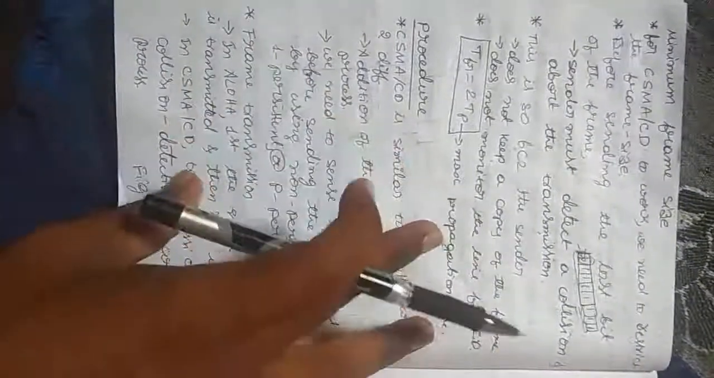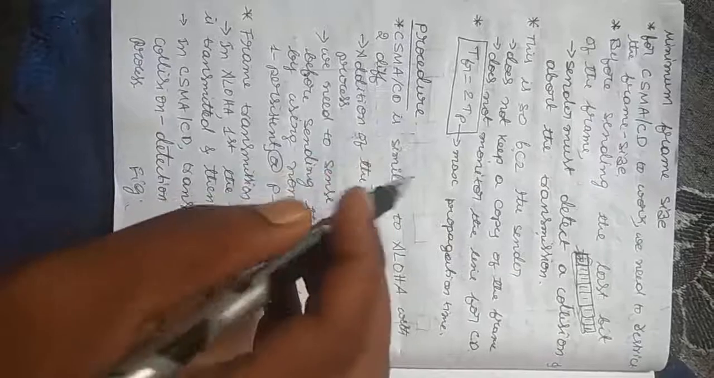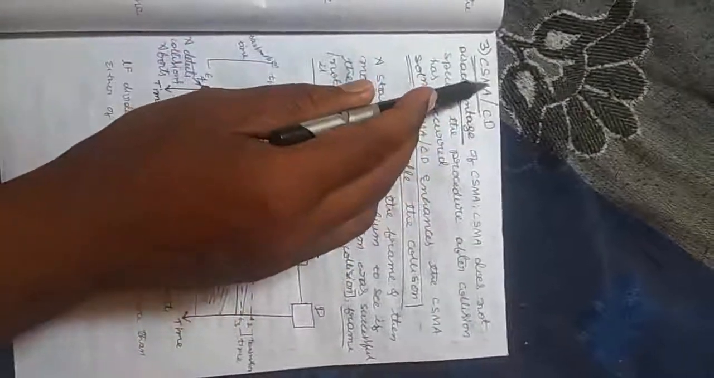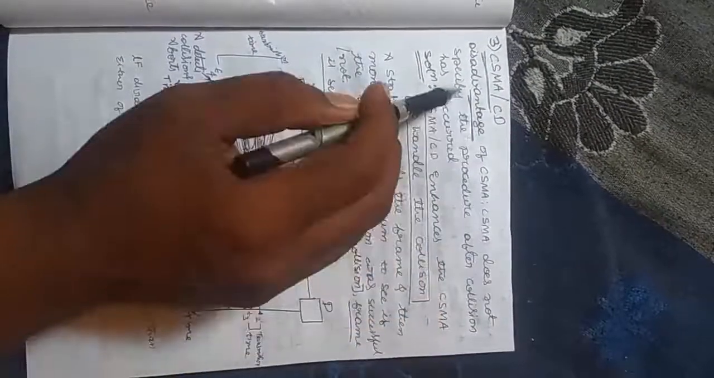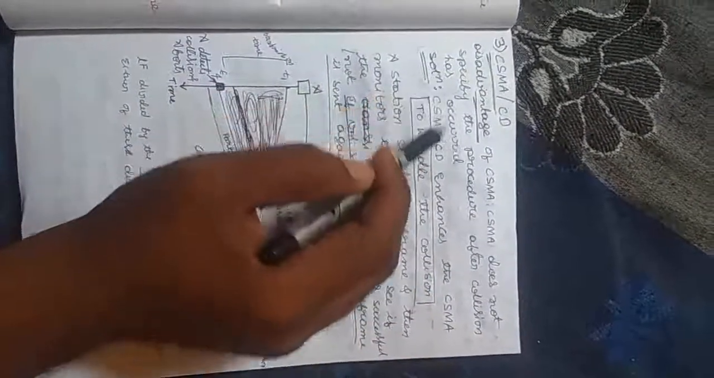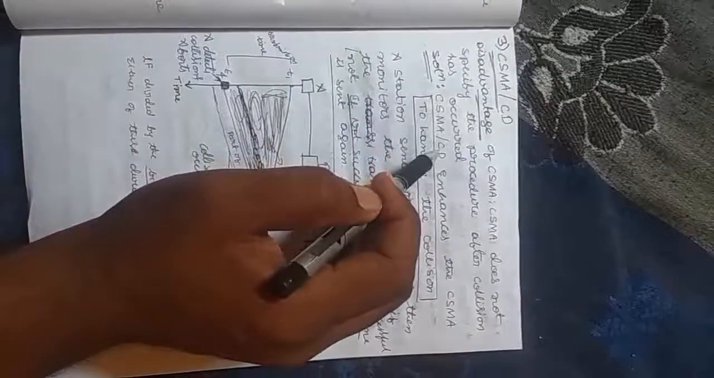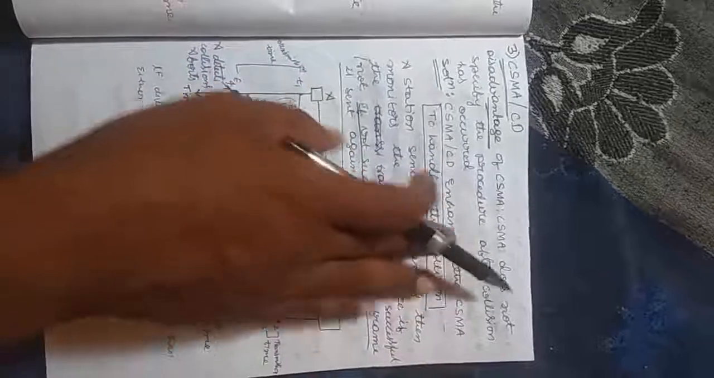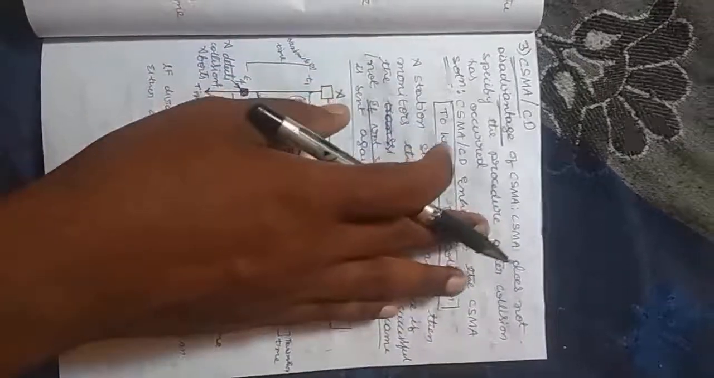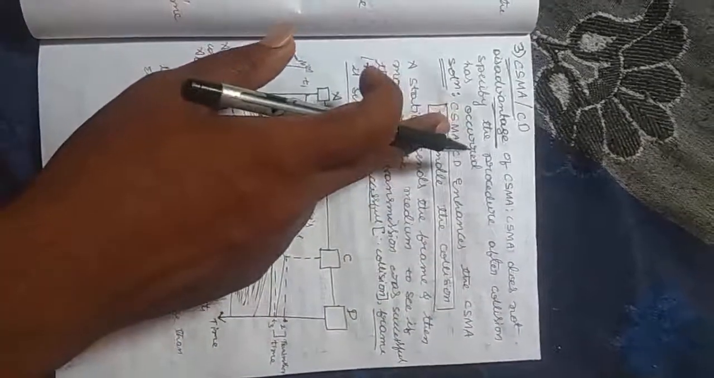Then we will discuss the procedure for CSMA/CD. CSMA does not specify the procedure after the collision has occurred, whereas CSMA/CD gives the procedure to follow after a collision has occurred. If a collision occurs, what procedure should we follow? That procedure is given by CSMA/CD. We will see what that procedure is.